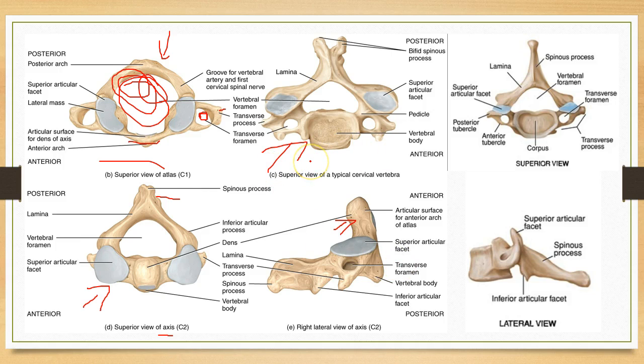Okay, the rest of the vertebra in the cervical spine will have a vertebral body, transverse processes, transverse foramen, spinous process, lamina that are going to connect the vertebral body with the pedicle and the spinous process. So we have the vertebral body, pedicles, lamina, spinous process.